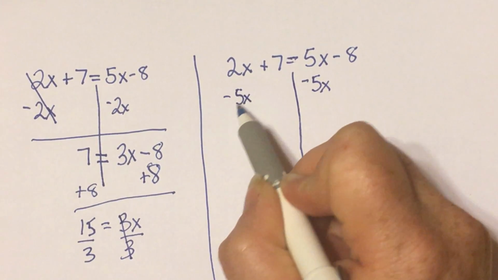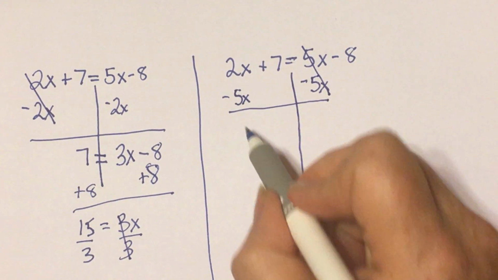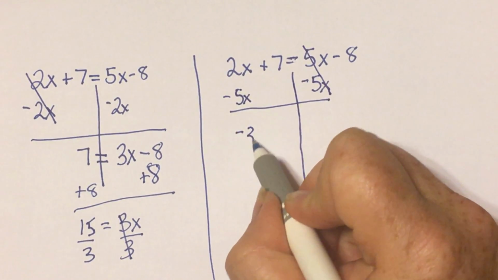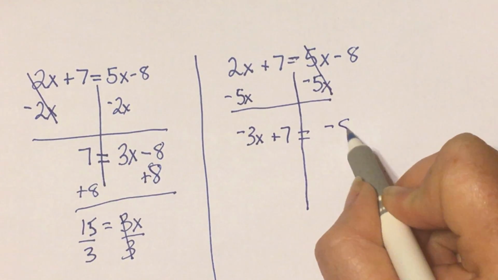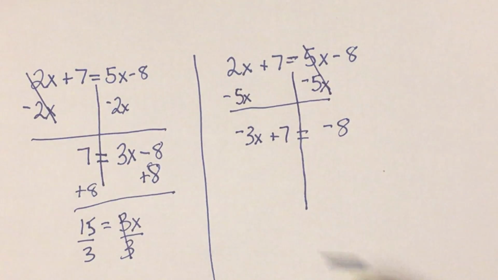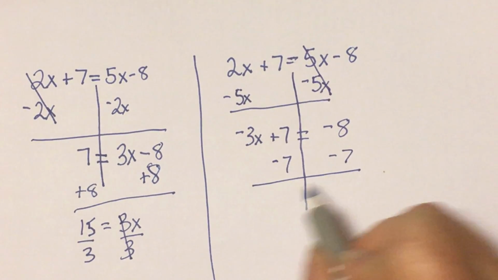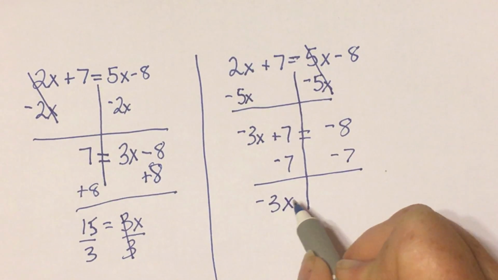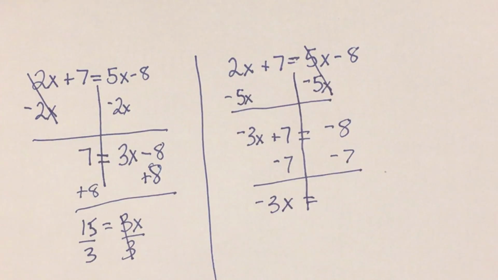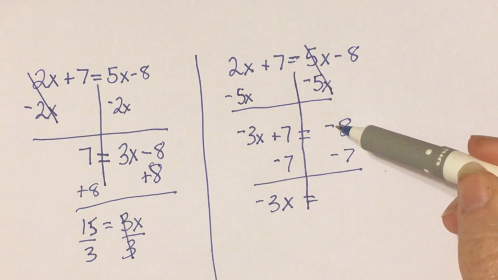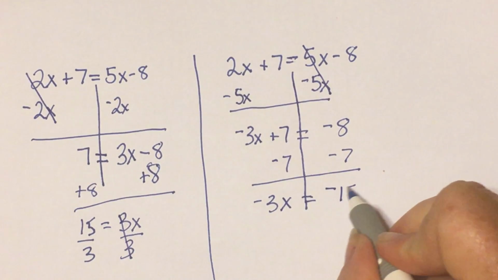So I move the 5x. The only thing that happens is this goes away. 2x minus 5x is a negative 3x plus 7 equals a negative 8. So now I subtract 7. I have a negative 3x equals, and again, my touch math, 1, 2, 3, 4 buttons I should be able to push if I'm using a calculator. Negative 8 minus 7 is negative 15.